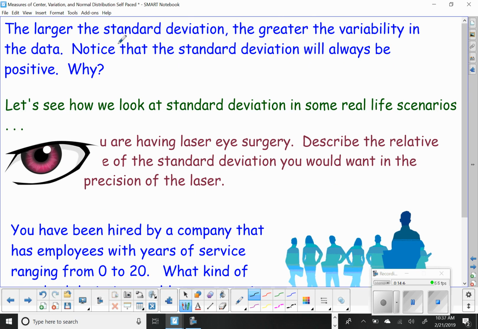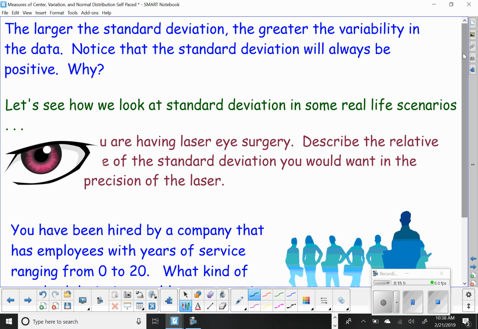Now, standard deviation is a standard measure of how far away data is from the mean. We're going to learn what a z-score is later. The larger the standard deviation, the greater the variability. Notice that standard deviation will always be positive, and actually you can't notice it because I didn't show you how to calculate it, because you no longer have to calculate it by hand. You may calculate it solely using a calculator or Desmos, which makes so much more sense.